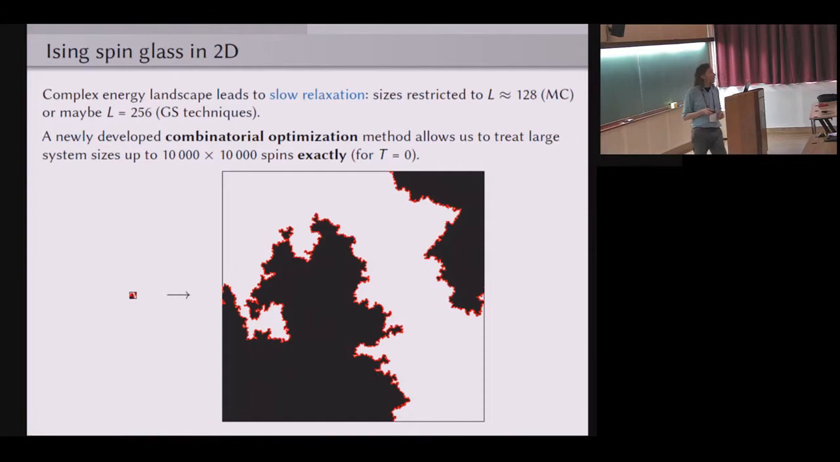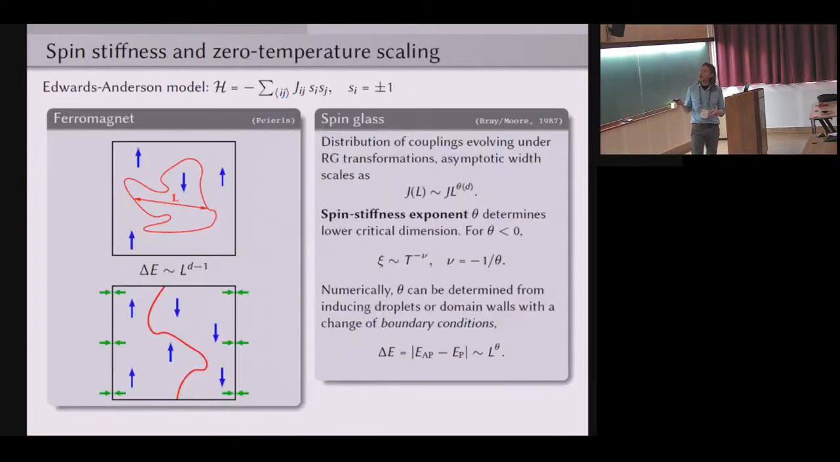So it's a significant increase in size as it can be treated. What are we looking at? I mean, one of the quantities is this spin stiffness exponent. That's very similar to what you would look at in a ferromagnet when you say, okay, I have an ordered phase, now I have a droplet of the opposite sign. What's the energy contained in that droplet excitation? Obviously, that's contained in the interface. So the scaling would be L to the d-1, so the size of the interface.